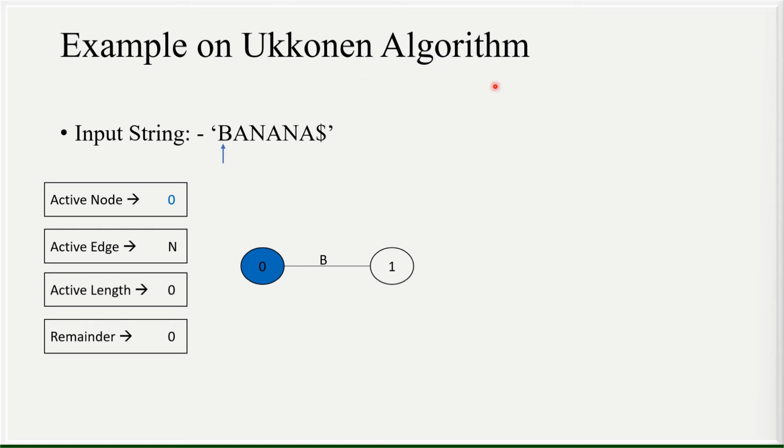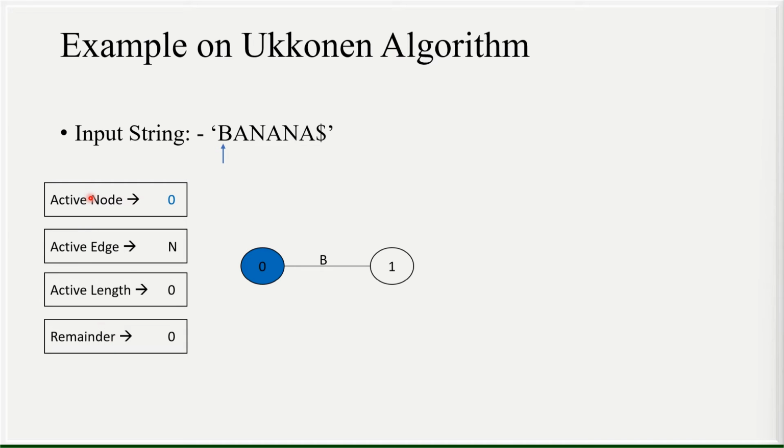Now let us consider an example. So the input string is banana. This is the easiest string to explain, so I am taking this as an example. Now there are a few counters which you will see here. For Ukkonen's, basically we have to initialize 4 counters.